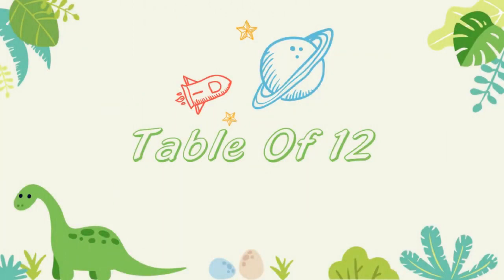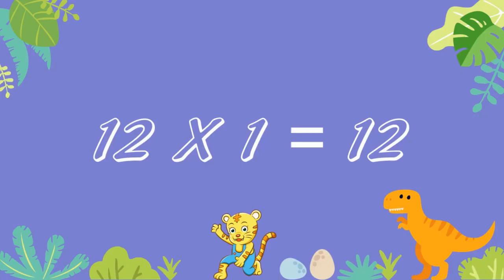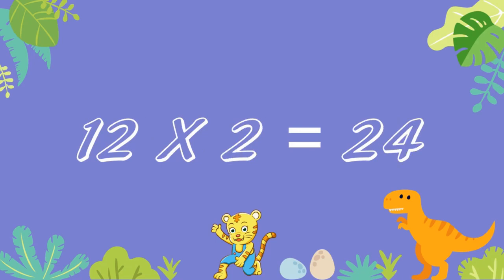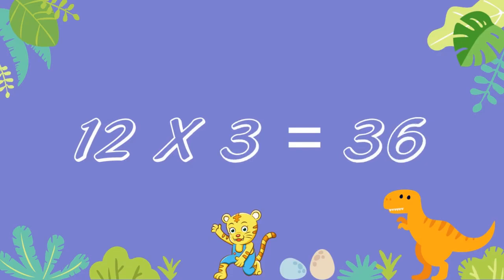Table of 12. 12 ones are 12. 12 twos are 24. 12 threes are 36.